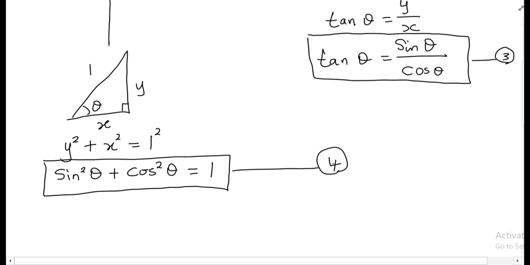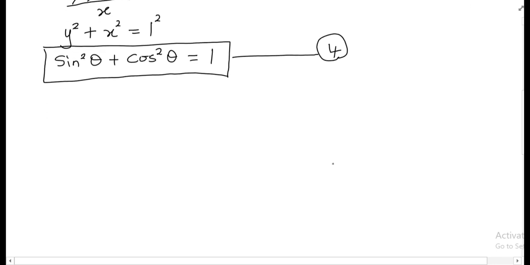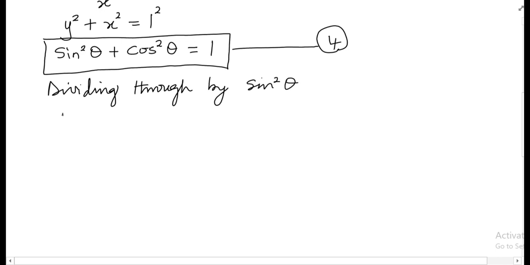Now let's consider tan theta being equal to sine theta all over cos theta. So we use sine squared theta plus cos squared theta to derive the other identities. First of all, we divide through by sine squared theta. So here we have sine squared theta plus cos squared theta equal to 1.